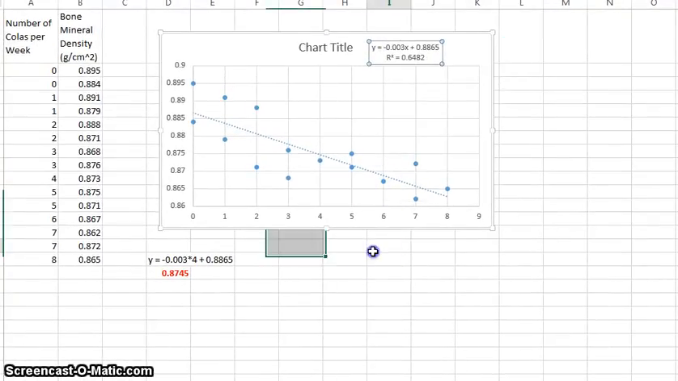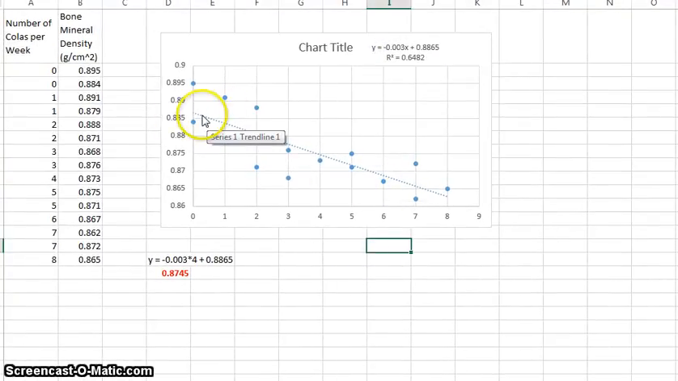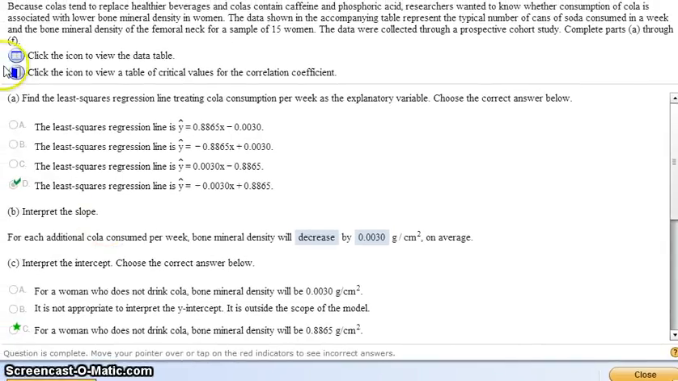You'll need those to answer some of the questions. So just looking at our chart, you can see that the least squares line has a negative slope going down, so that is indicating that the more cans the person drinks, the lower their bone density will be. That's how the data seems to be correlated. So let's flip back to our problem.